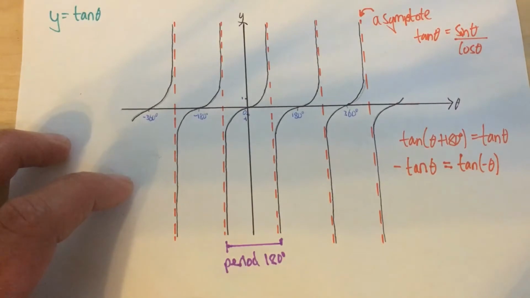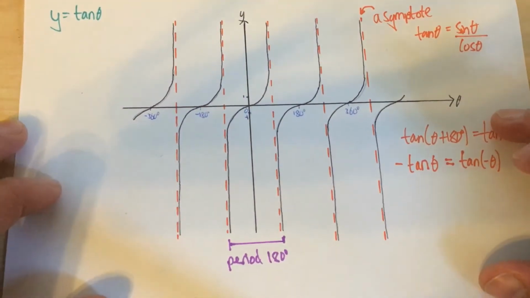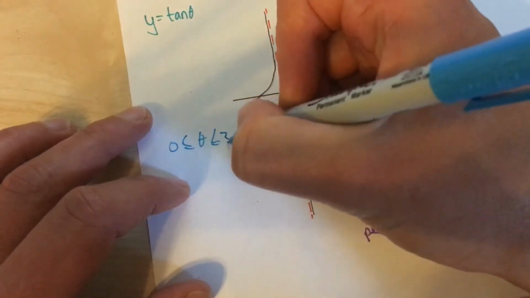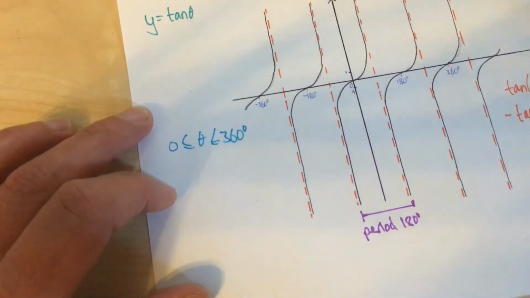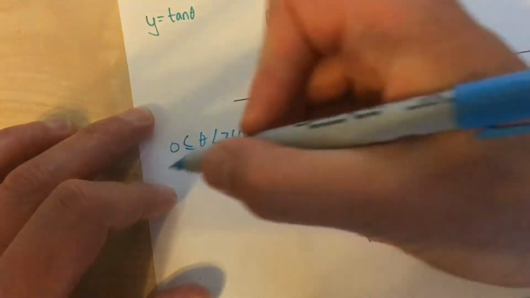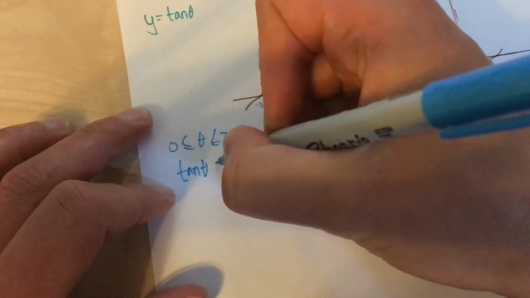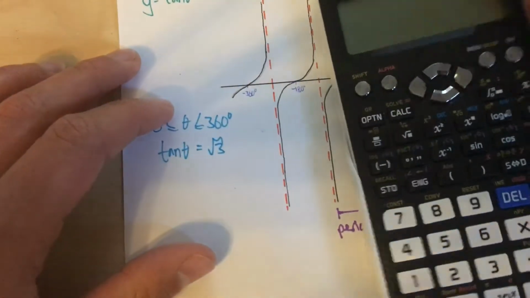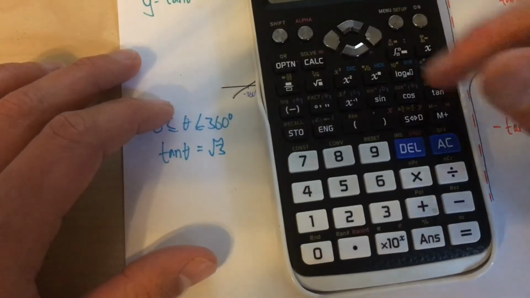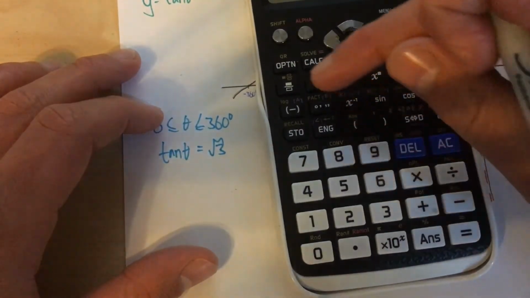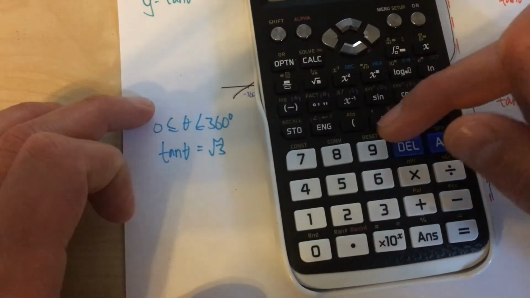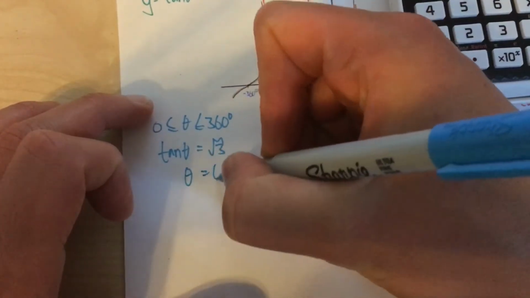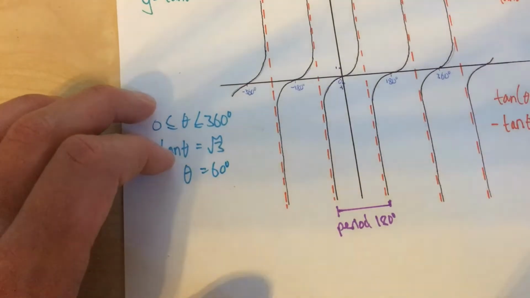Let's have a little look at solving some equations. Now we'll set ourselves a range. Let's go from 0 to 360 degrees. And the first one we'll do, we'll say tan theta equals root 3. So we grab our calculator and we make sure we're in degrees mode, and we'll do the inverse tan of root 3. And that tells us it's 60 degrees. So one of the solutions is 60 degrees.